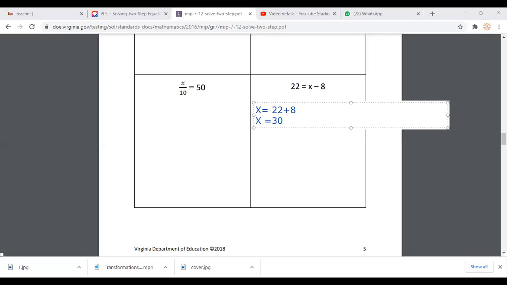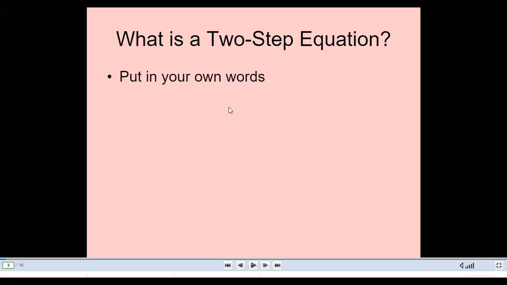Okay, so this is how we use the first method, the one-step equation. This is how we can use it when we have a negative number and a positive number and a letter next to it.